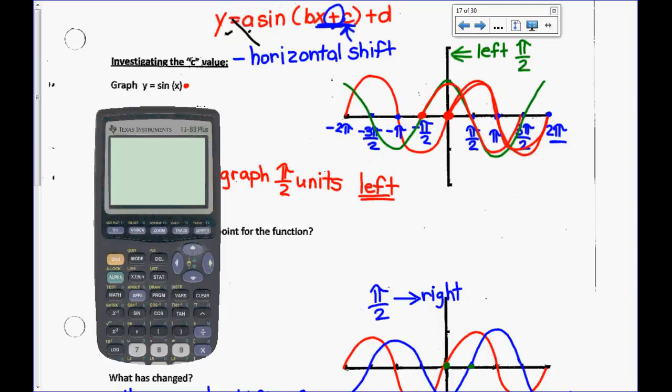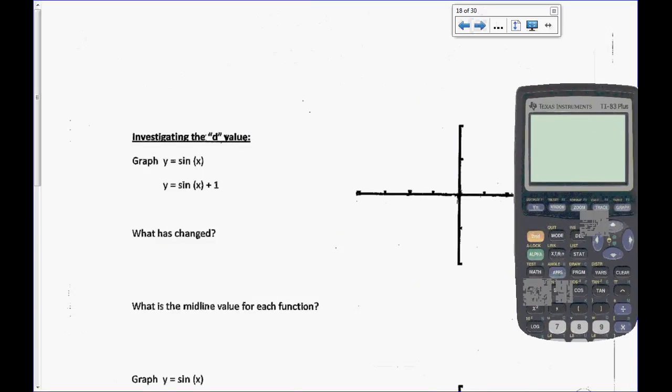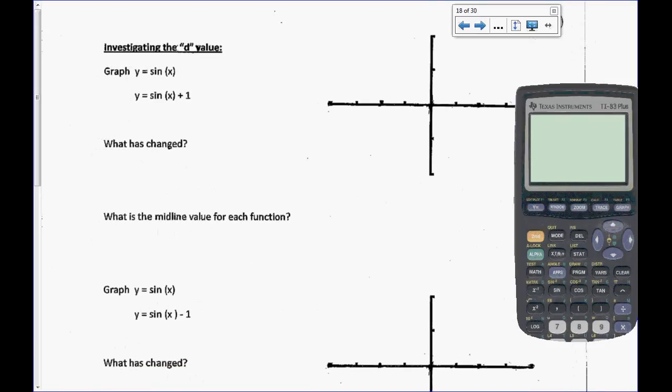Okay, now the last one is actually quite easy. The last one is investigating the d value. And I think maybe we'll leave this one for next day, just because I don't want to overwhelm you with too much, and I know that this is a lot of new stuff. So I think that's as far as we'll go to start. But there is an assignment that I would like you to work on, just so you have a little bit of practice with changing the a, b, and c value on some functions and how that affects their graph. And then we'll do the d and summarize tomorrow.